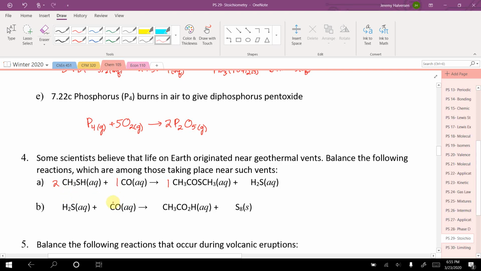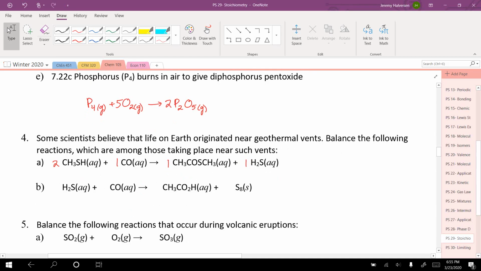Okay, and carbon. So here I have 1, 2, 3 carbons. 1, 2, 3 carbons. And hydrogens, there's 4 times 2 is 8. And here we have 1, 2, 3, 4, 5, 6, 7, 8. Awesome. So we are balanced just like that. 2, 1, 1, 1.